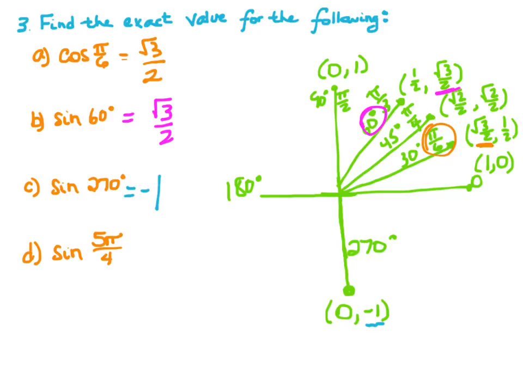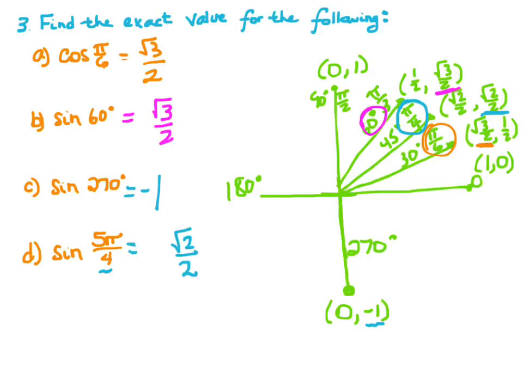Last up, sine of 5 pi over 4. Now for this angle, we're going to go to the pi over 4 over here in the first quadrant. And sine is going to be the y-coordinate, which is square root of 2 over 2. So for 5 pi over 4, since its denominator is 4, I know this is going to be equal to square root of 2 over 2, either positive or negative.